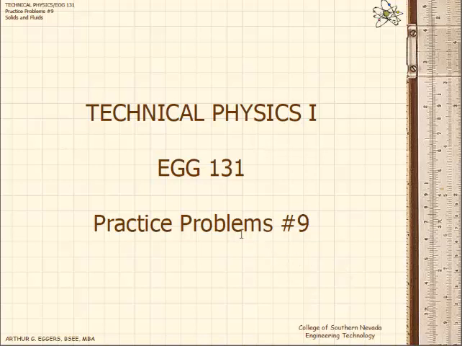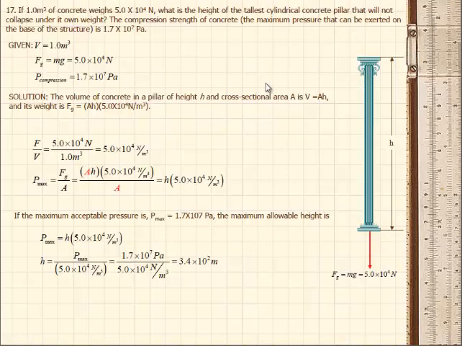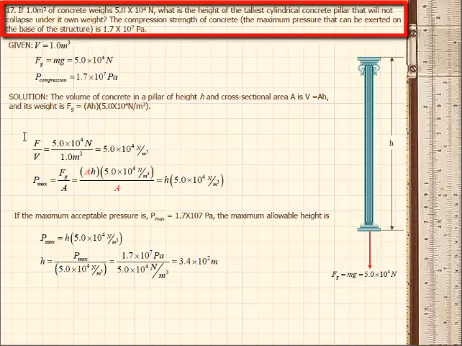The next section, chapter 9, that we're going to look at here is solids and fluids. So take a look at a problem here in chapter 9. If we have 1 cubic meter of concrete, that concrete will weigh 5 times 10 to the 4th Newton. What's the height of the tallest cylindrical concrete pillar that will not collapse under its own weight?